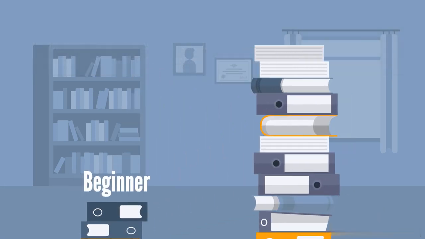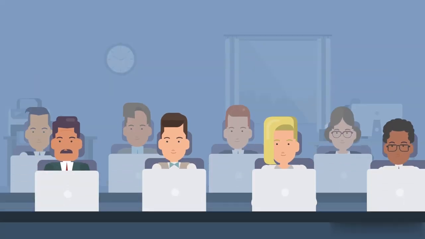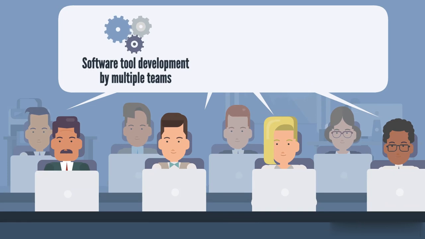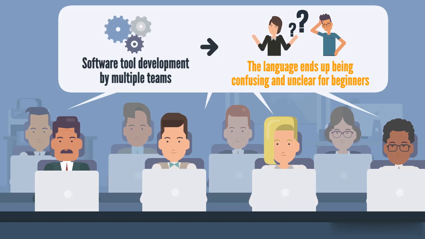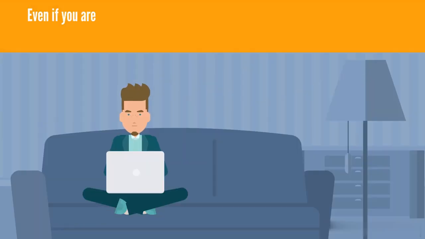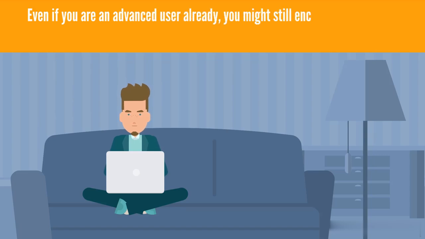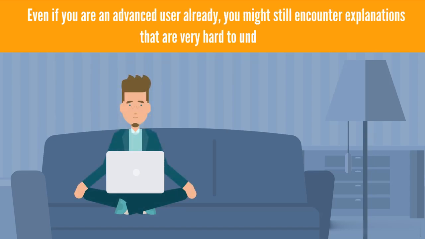level of a beginner and the advanced language used in the documentation. In a nutshell, what often happens is that multiple teams collaborate on the development of a certain software tool, and they need to keep track of various components and updates in the documentation at any given point in time. This entails the use of quite a technical language, which ends up being particularly confusing and unclear for beginners. So, you should know that even if you are an advanced user already, you might still encounter explanations that are very hard to understand when you access certain documentation.